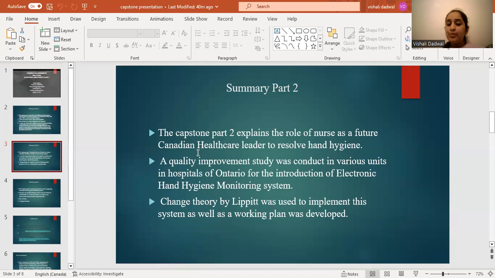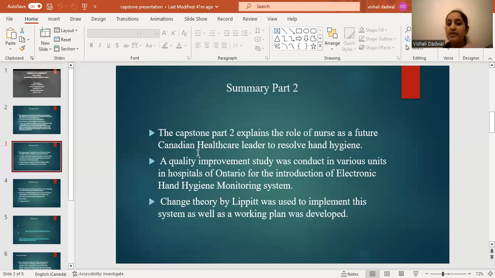A quality improvement study was conducted in different units of the hospitals of Ontario for the introduction of the hand hygiene monitoring system. The main purpose of introducing this system is to provide knowledge about the advancement of technology to the staff members as well as to all the patients and relatives who stay in the hospital.